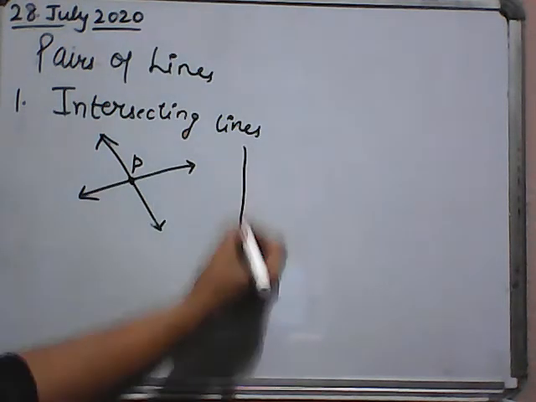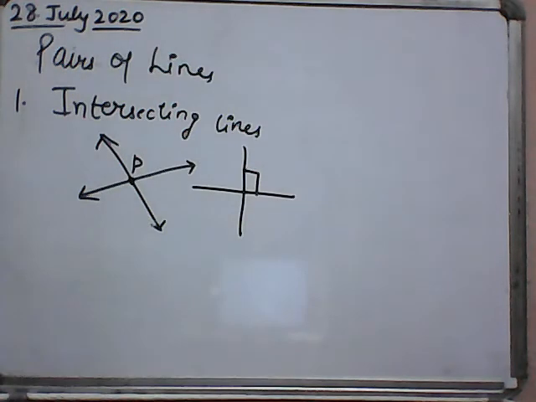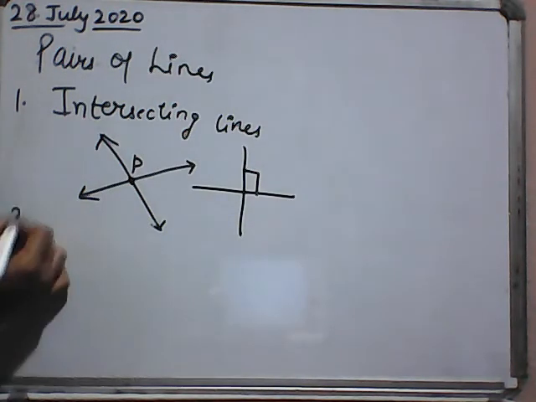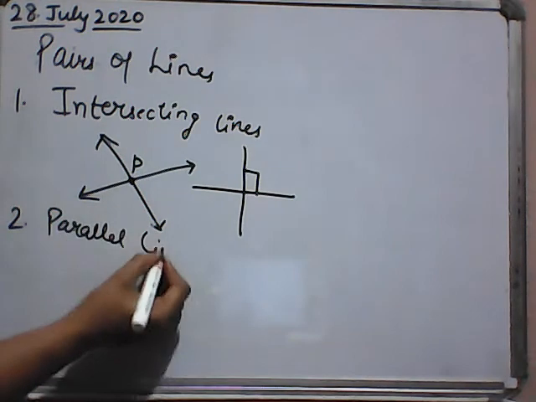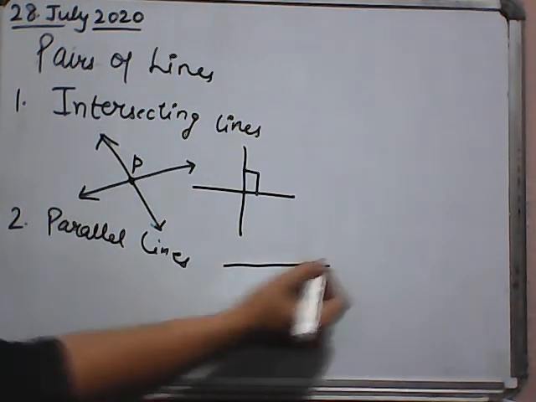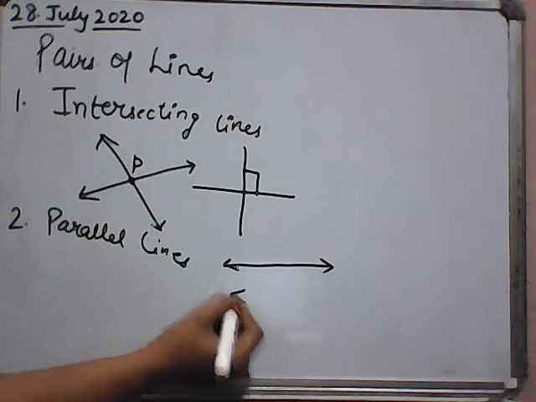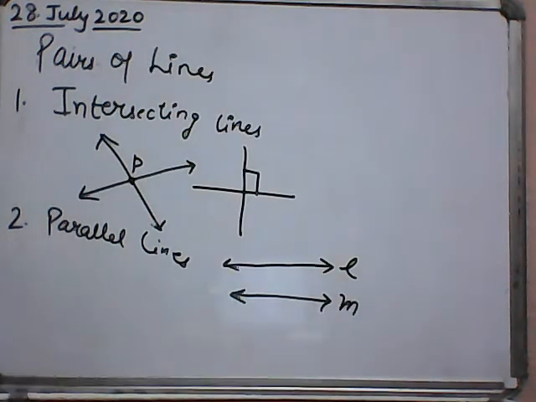If these two lines intersect at 90 degree, then these two lines are known as perpendicular lines. Next one is parallel lines. If two lines of a plane are not intersecting, then these lines are known as parallel lines. Suppose this line is parallel to this line. Here l is parallel to m. These two lines do not intersect each other. So these are known as parallel lines.